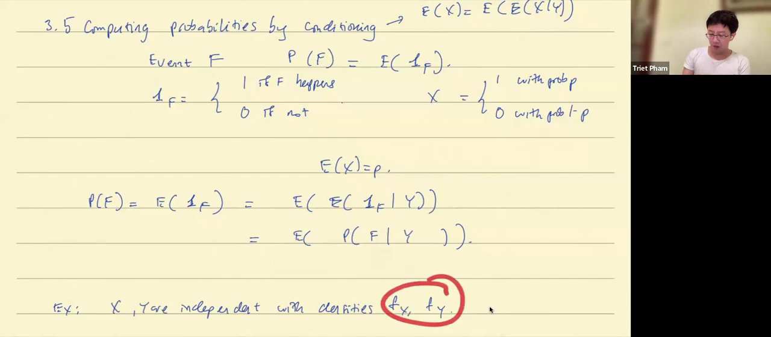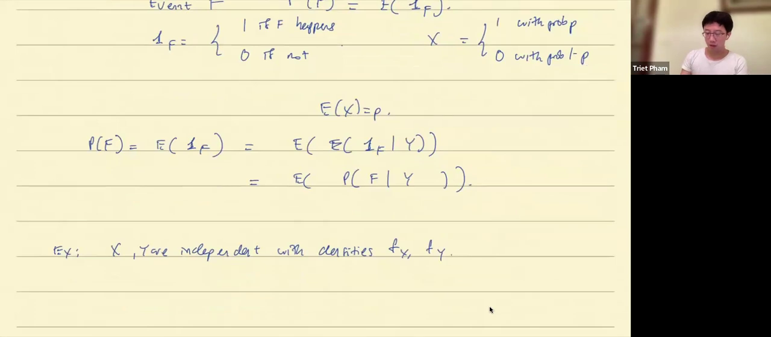The context usually is something like IID, but here we allow for them to be different, with different densities. But the most common context is the IID. And you want to calculate, let's say, the probability that one random variable is less than the other. Okay. Now, let me tell you.